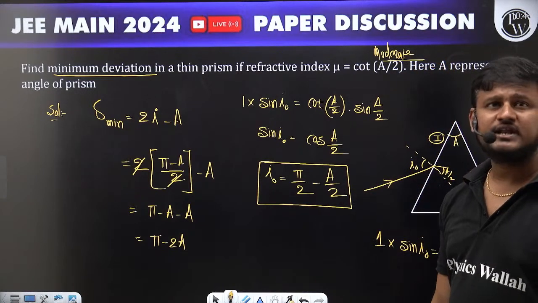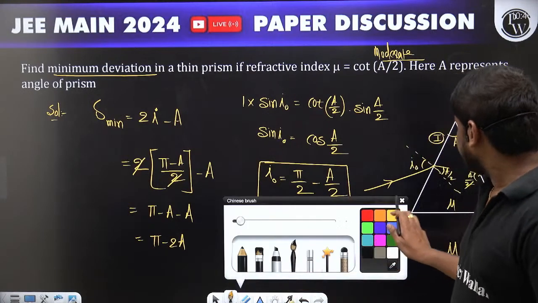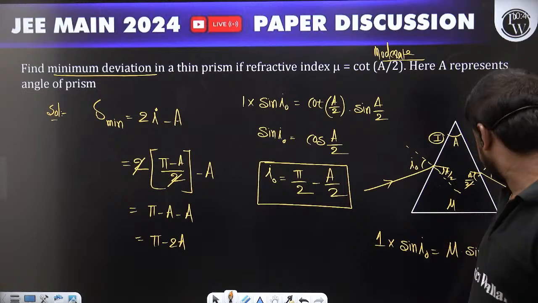Those who did ray optics perfectly can solve this question. Done? Clear?